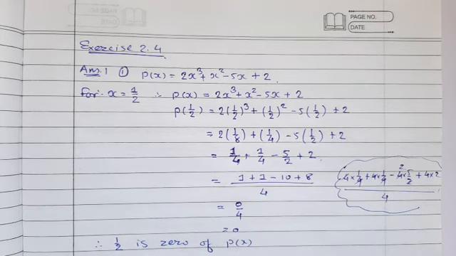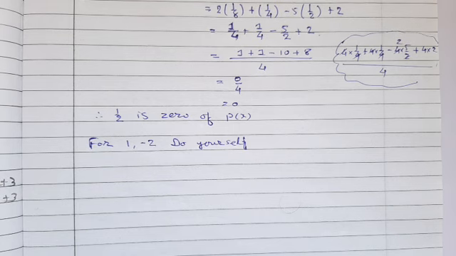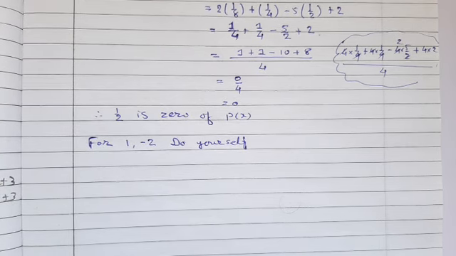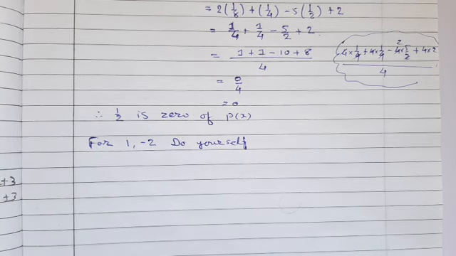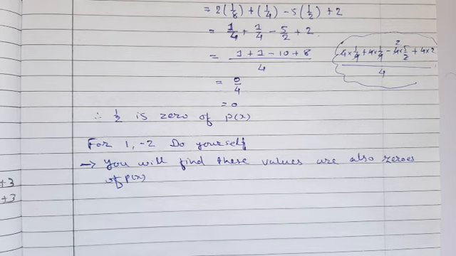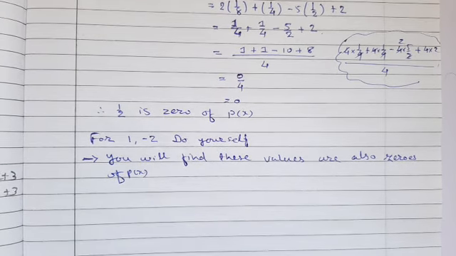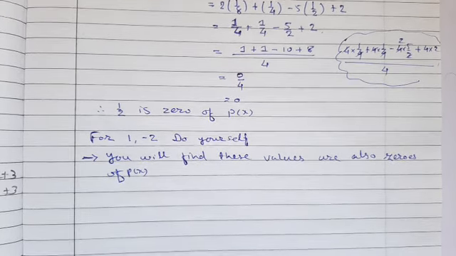Here you are asked to find out the same thing about 2 more values, and they are 1 and -2. And for 1 and -2 you will find the same thing yourself. And by solving that, you will find that these values are also zeros of P of x.